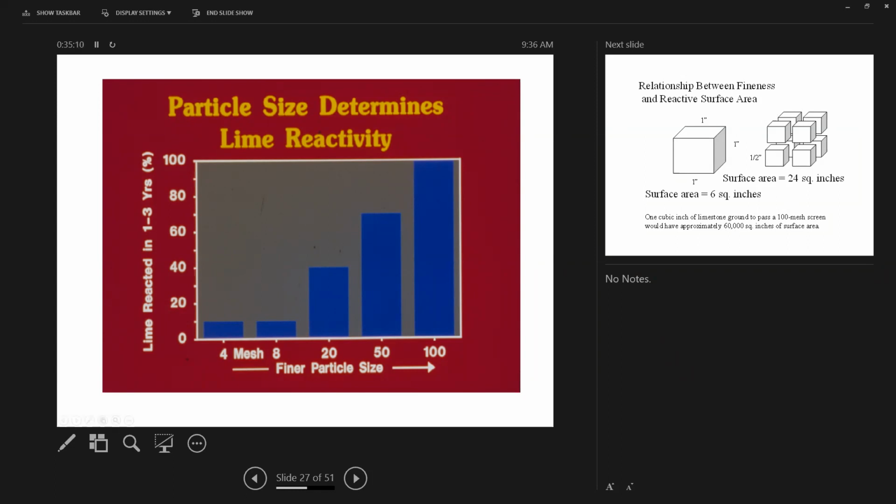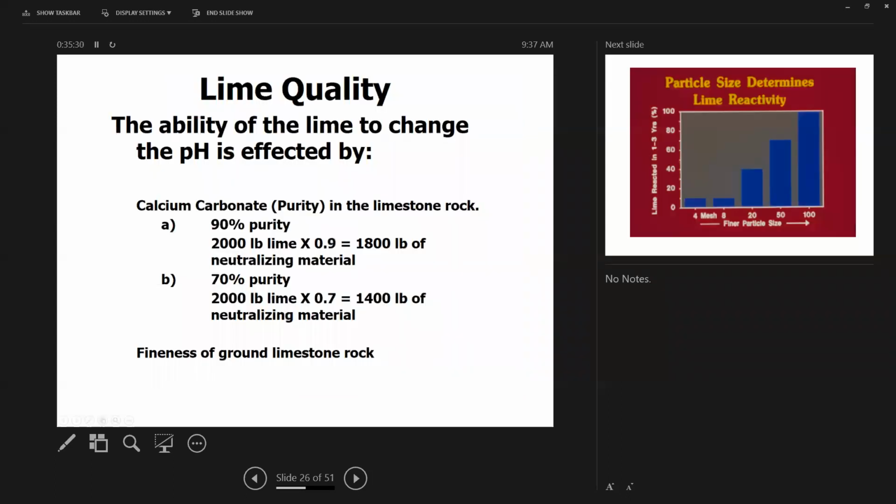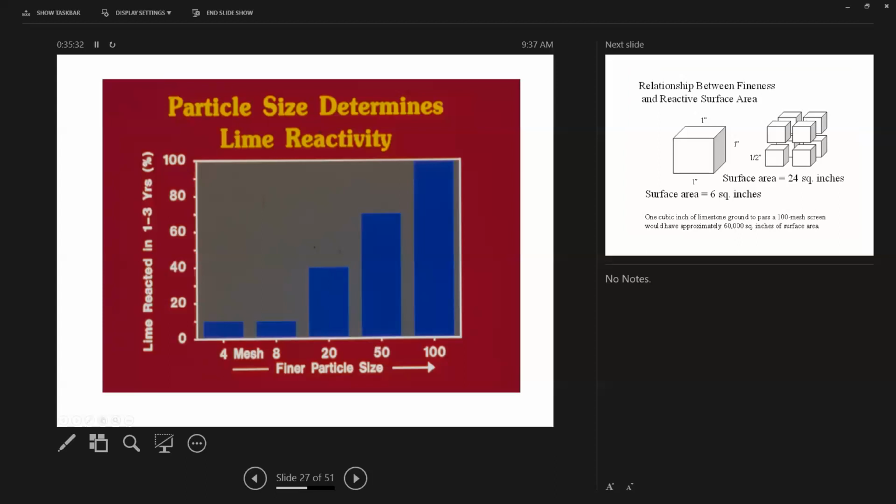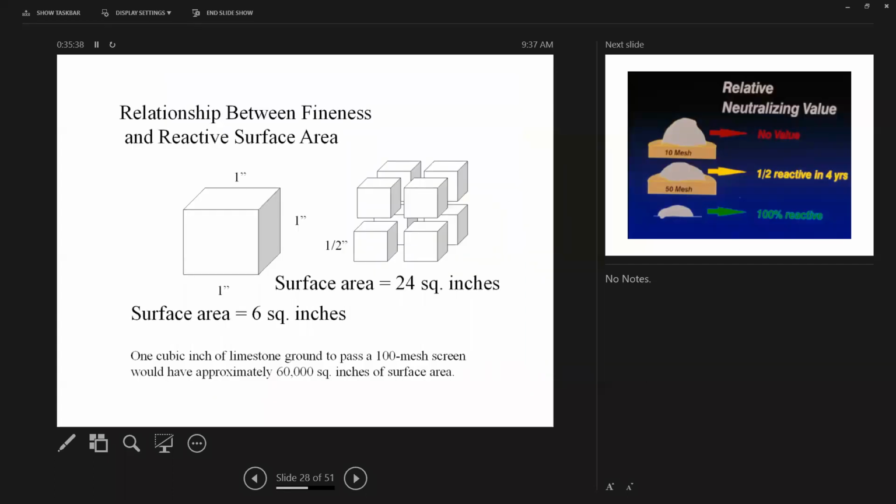So the amount of lime reacted in a 3-year period is influenced by the particle size. There's a little bit of reactivity going on with this coarse material, but very little. The more fine it is, the more it reacts. So I said the purity and then the particle size, that purity and quality come together to give the relative neutralizing value.